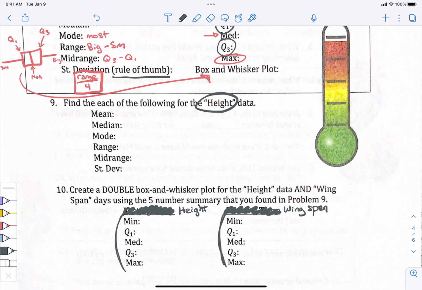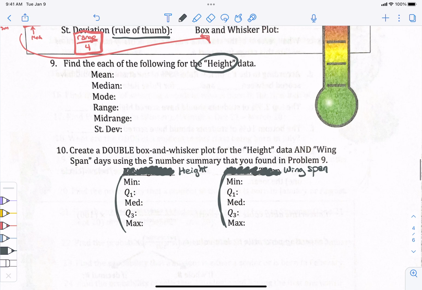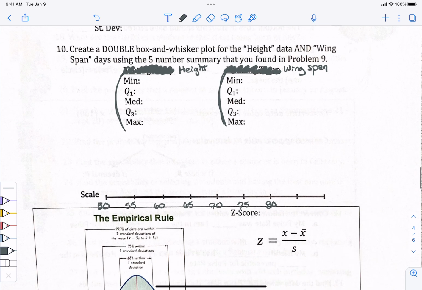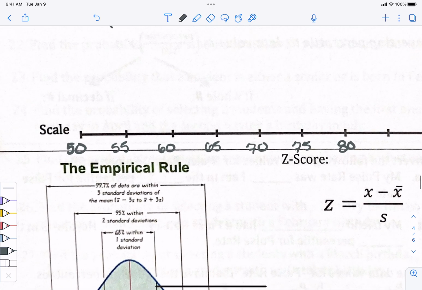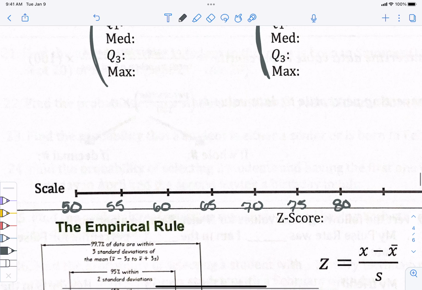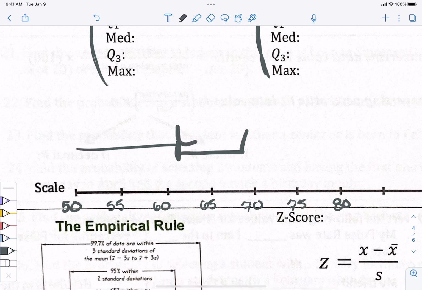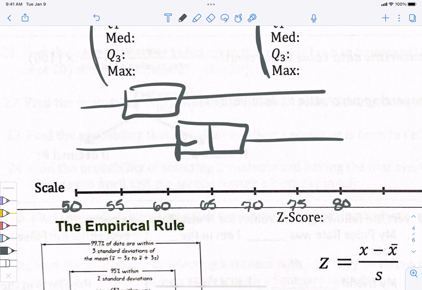Okay, that's this page. Height and wingspan, those are the two things you're comparing, and you're doing a double box and whisker plot. I went ahead and labeled the scale. You can do it like that if you want to, because I think it mainly goes from 50 to 80. So 50, 55, 60, 65, 70, 75, 80. And then you'll have your 2 box and whisker plots up above here. So however this looks, don't copy this down, but you'll have something like this. This is what it will look like at the end.